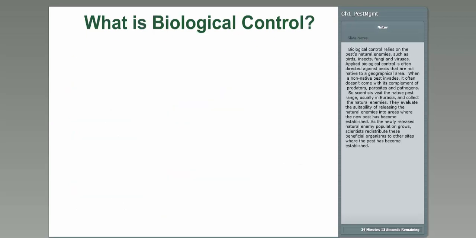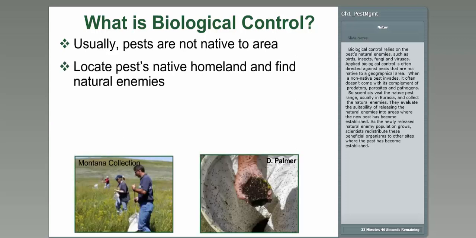Biological control relies on the pest's natural enemies, such as birds, insects, fungi, and viruses. Applied biological control is often directed against pests that are not native to a geographical area. When a non-native pest invades, it often doesn't come with its complement of predators, parasites, and pathogens, so scientists visit the native pest range, usually in Eurasia, and collect the natural enemies.